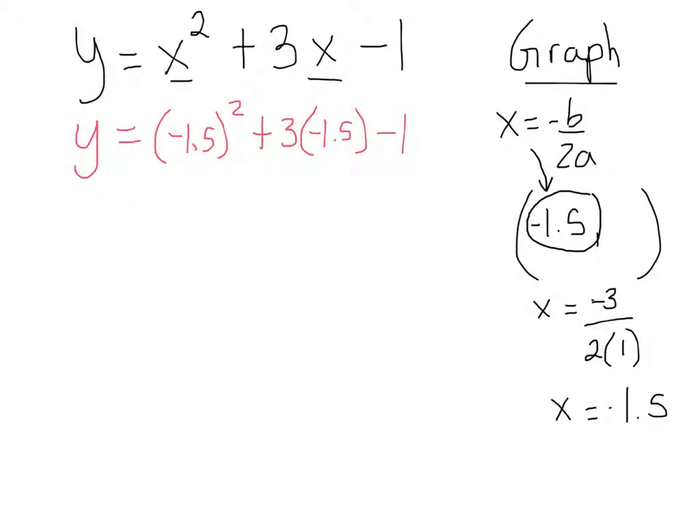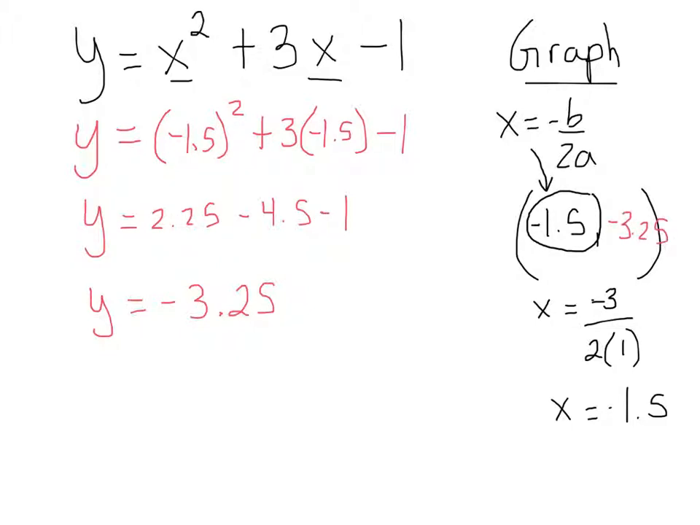So I've got y equals negative 1.5 squared is what? 2.25. Minus 4.5 minus 1. So y equals, is it negative 3.25? Is that right? Yes. So I've got negative 3.25. So this right here, this point is my what? Vertex. So remember, step one is to calculate the vertex. Did we calculate the vertex? Yeah.